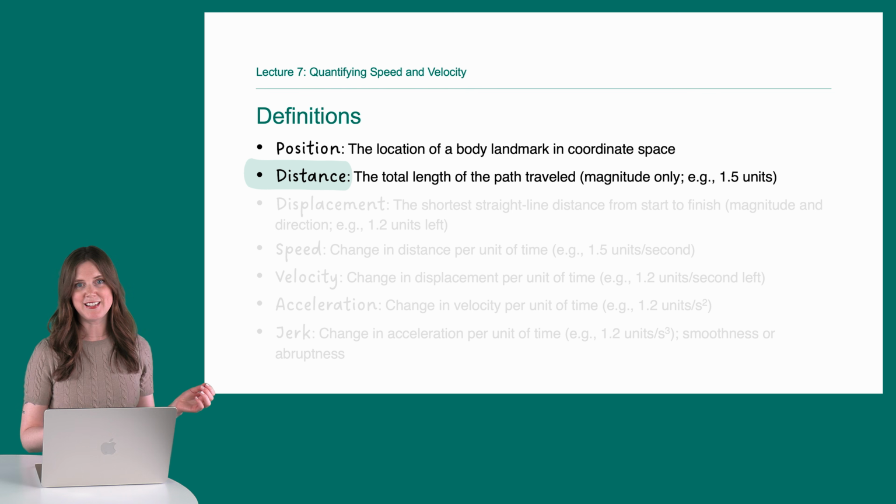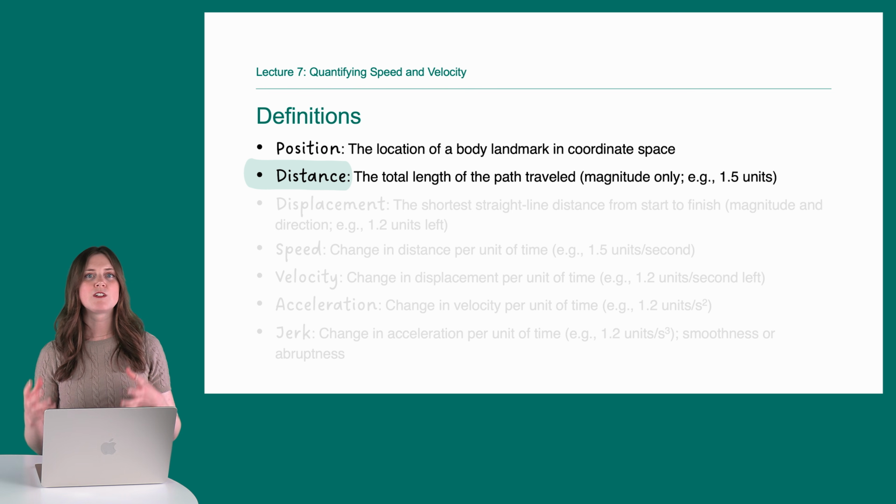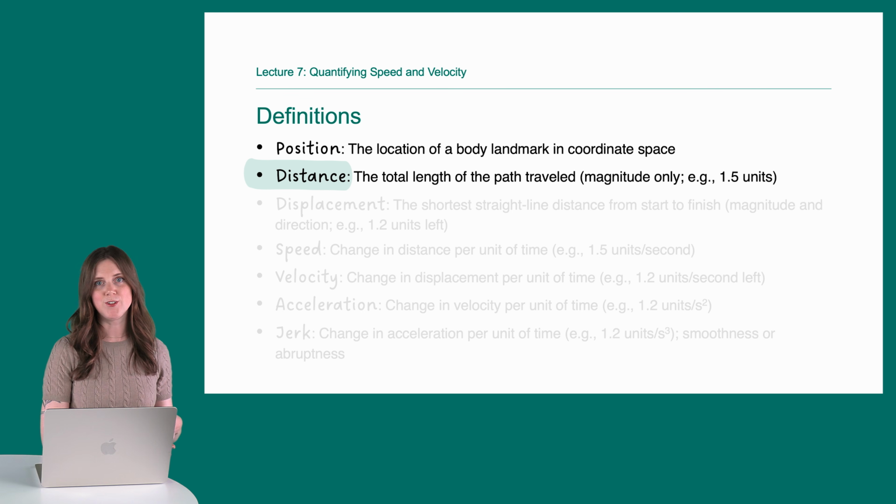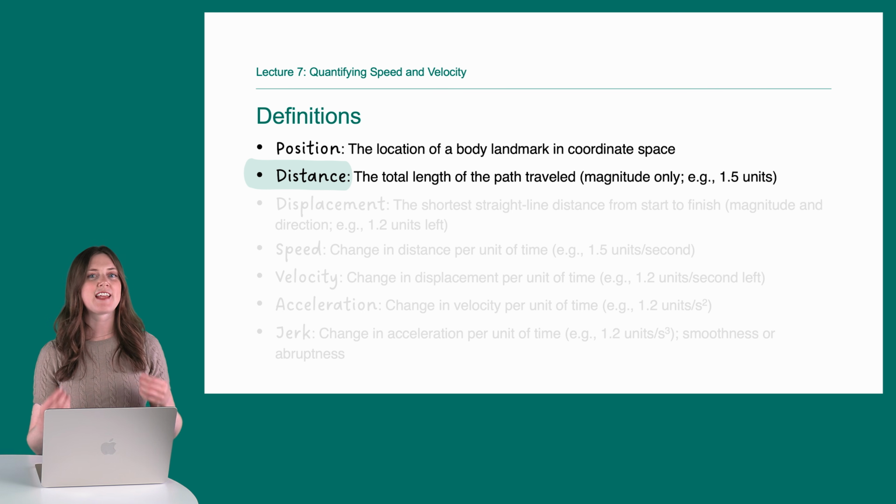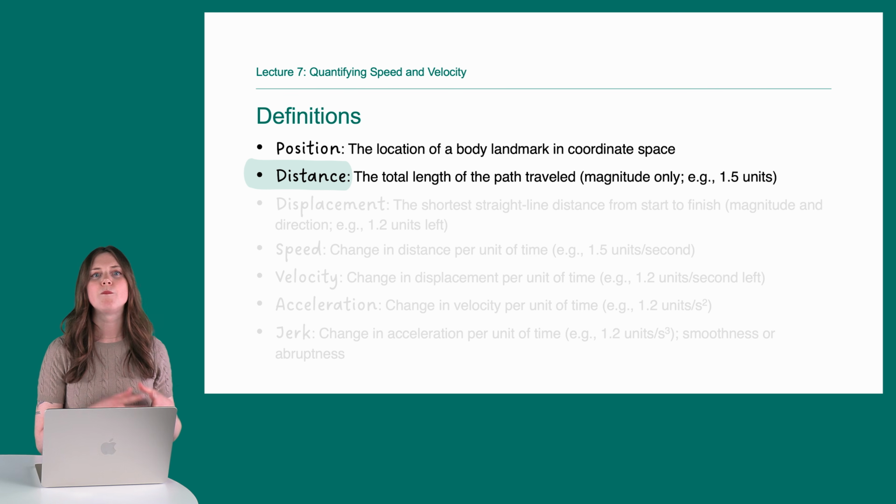Next, we have distance. Distance is the total length of the path traveled. Distance is a scalar quantity, meaning it doesn't consider the direction of travel, but only the magnitude. For example, during a gesture, a wrist might travel a distance of half a meter in real-world space or 1.5 units in normalized coordinate space.